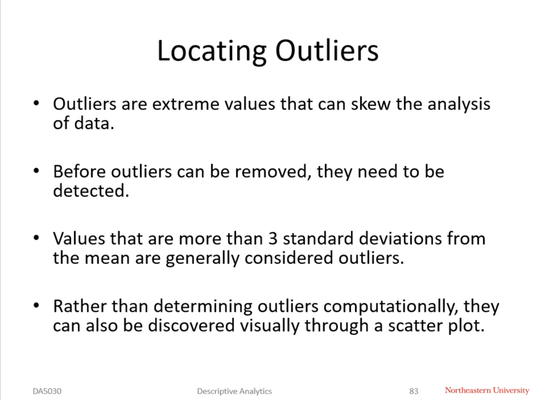Now, rather than determining whether you have data cases that are outliers computationally by looking at the standard deviations and how far away they are from the mean, you could also discover it through a plot. Build a scatter plot. Plot your data and see which ones are kind of far away. And then you can say, well, geez, anyone that's visually that far away from the mean, that's the ones I'm going to exclude.